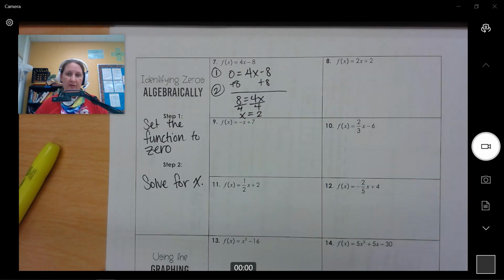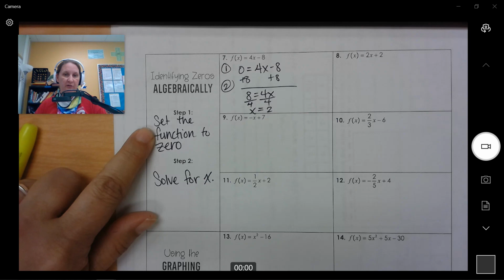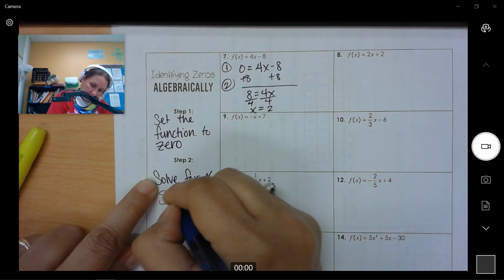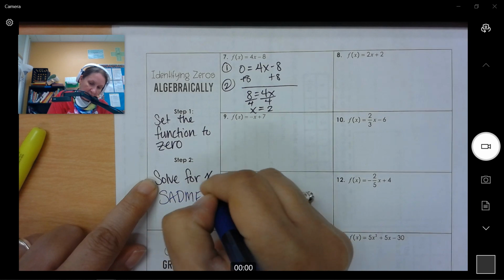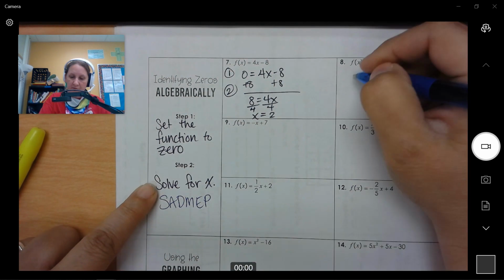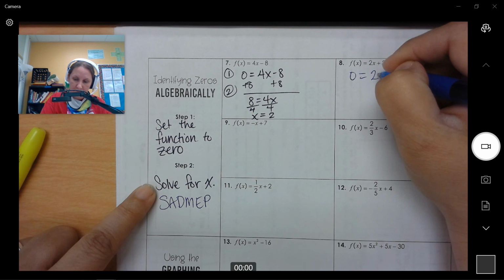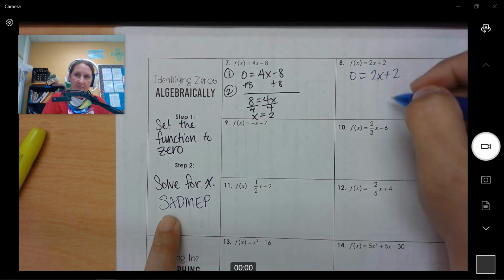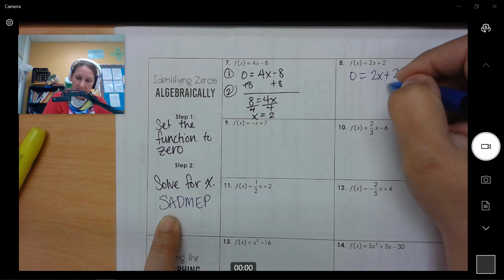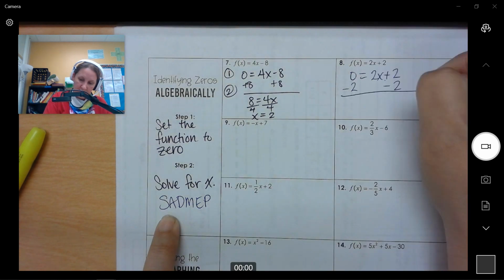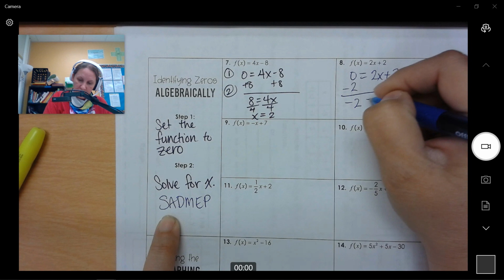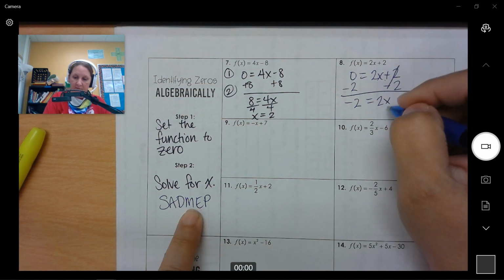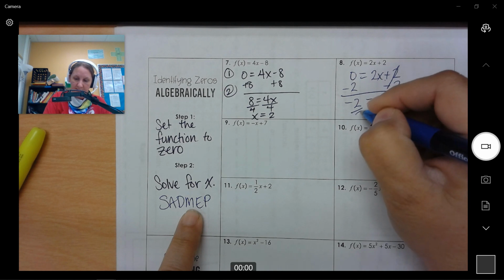Okay, so doing it algebraically, all we do is set the function equal to 0 and then solve for x using SADMEP, which is PEMDAS working backwards. So we're going to set it equal to 0. Then we're going to do the opposite of either subtracting or adding, which in this case is opposite of adding, which is subtracting. So that's negative 2 is equal to 2x. Then we do the opposite of multiplying or dividing, which is opposite of multiplying is dividing.